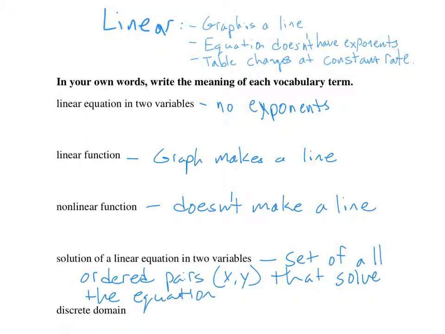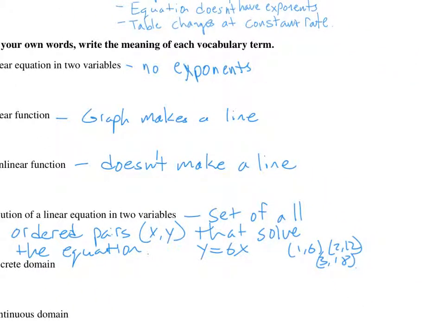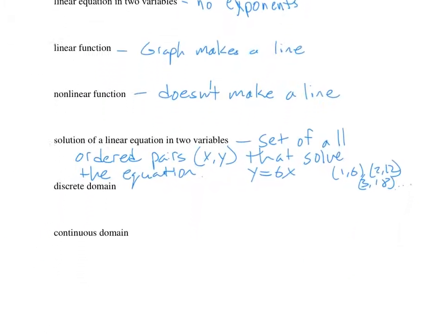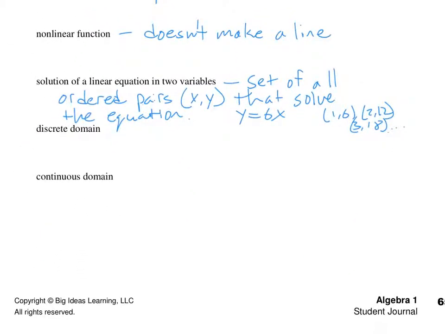So for example, if y equals 6x, there's a whole bunch of points. There's points like 1, 6, or 2, 12. When x is 2, y is 12. Or 3, 18. When x is 3, y is 18. And we can go on and on and on. Dot, dot, dot. So those are the solutions. The solutions are the points, and that's a real foundational thing.